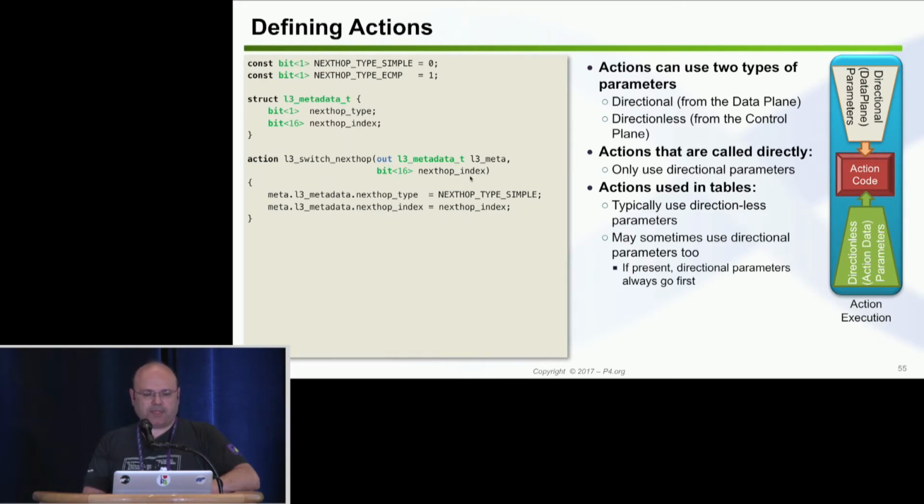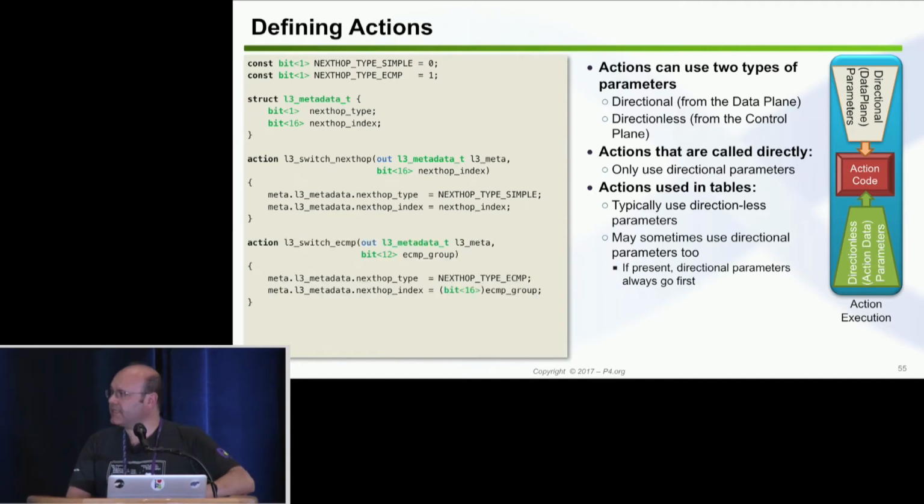And then the next hop index is provided by the control plane. What you can do, you can use this action to operate on a variety of structures of the same type, L3 metadata T, so you can store the results in several places if you want to. Basically it allows you to have regular functions that you would have in other programming languages. Here's another example where I set the L3 ECMP. The only difference is I specify a different next hop type in those actions.